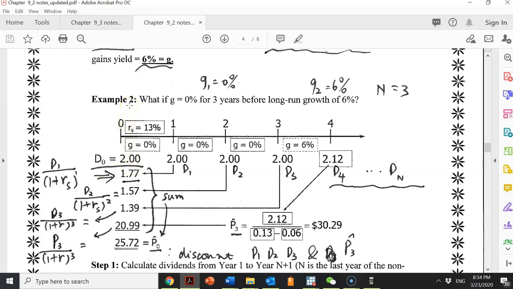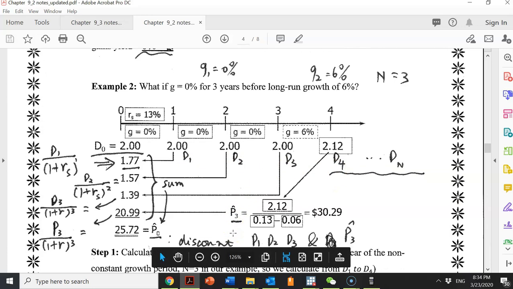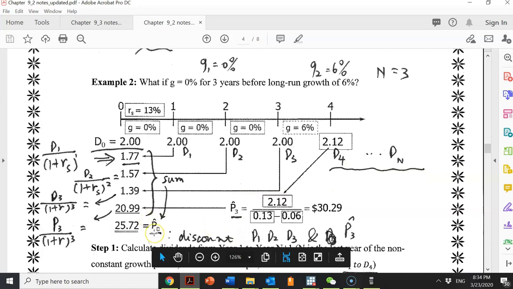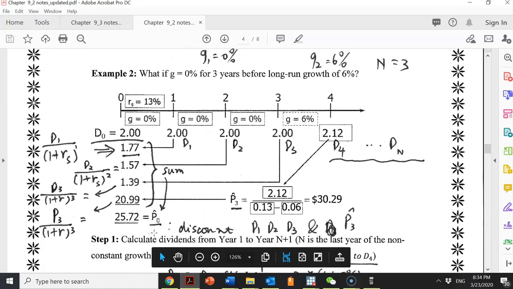Try to work 3 steps for this example 2. Step 1, you still need to figure out what D1, D2, D3, and D4 are. Step 2, you calculate P3. Step 3, you calculate P0. We're going to talk about the solutions in the next video, but you could work on this question yourself before looking at the answers.